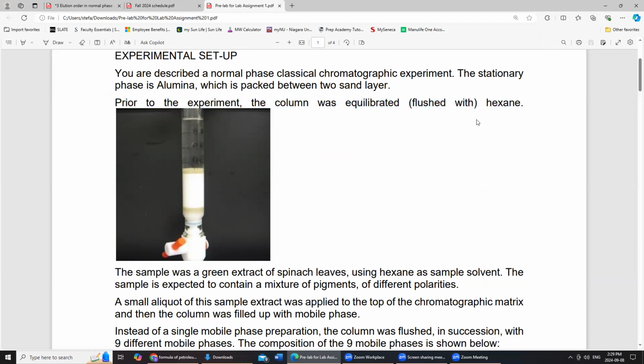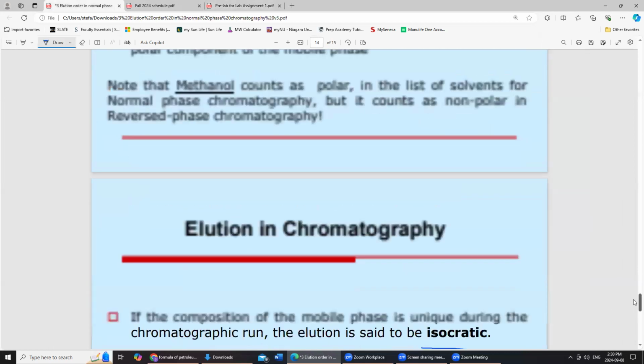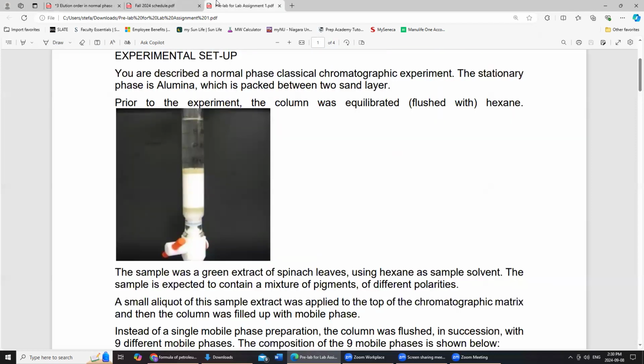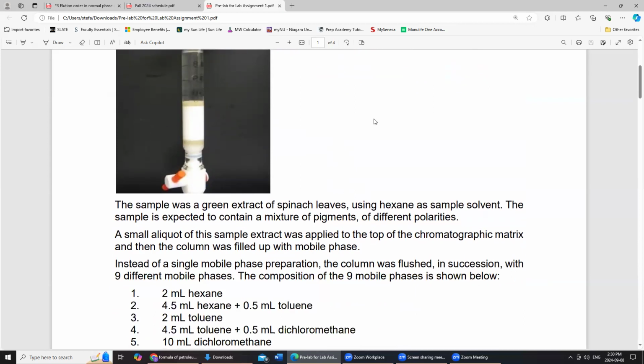So on our list, remember, what's hexane on our list? Let's look at our hexane in terms of polarity. I think this is a normal phase we're doing. Hexane is non-polar, a very non-polar mobile phase. So it's been flushed with hexane before the experiment. We're doing a green extract of spinach leaves, so we are putting spinach into hexane as a solvent.